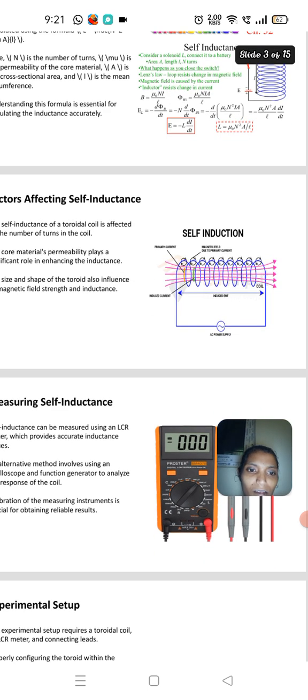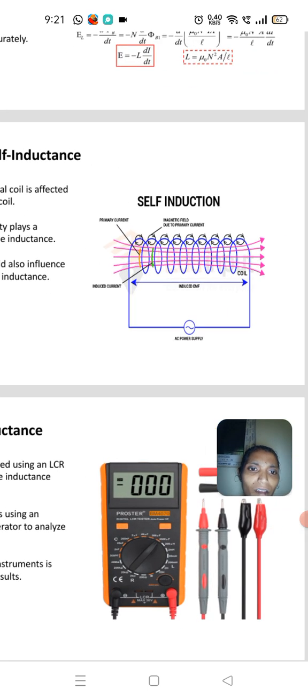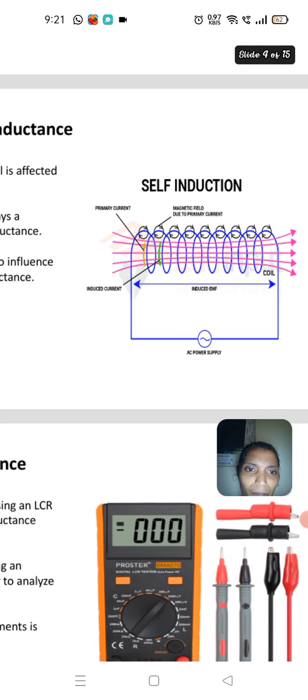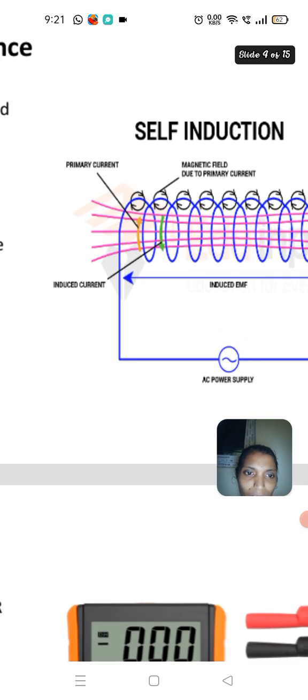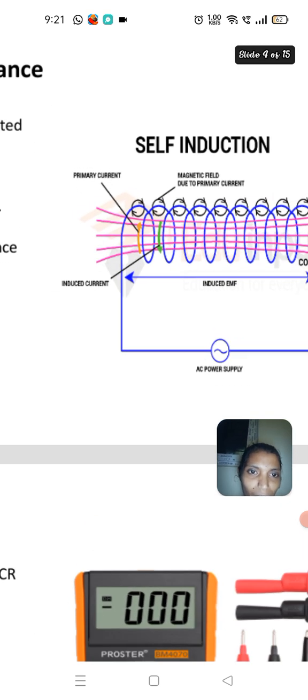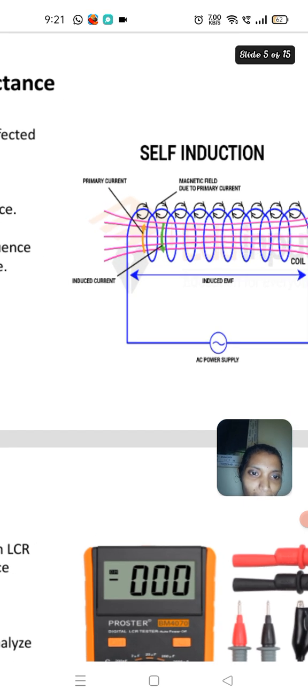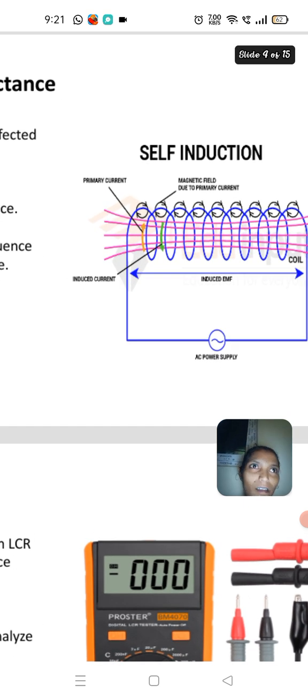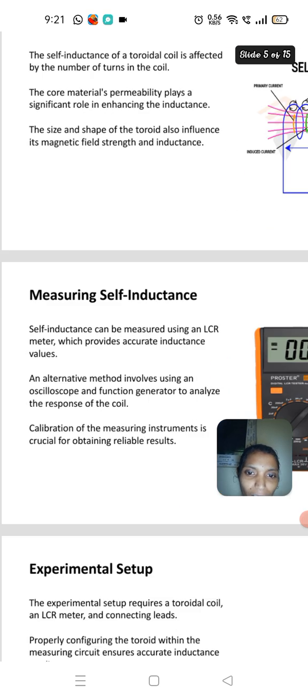Self-inductance. This is the circuit diagram of the self-inductance. We know the primary current, the coil, the induced current, and the induced EMF. There is a magnetic field due to the primary current, and in this circuit we supply the power as AC current.